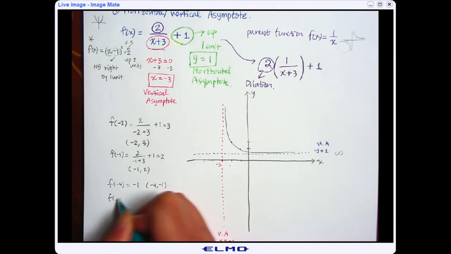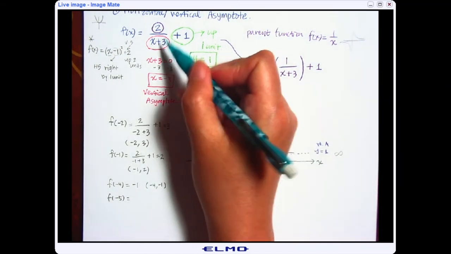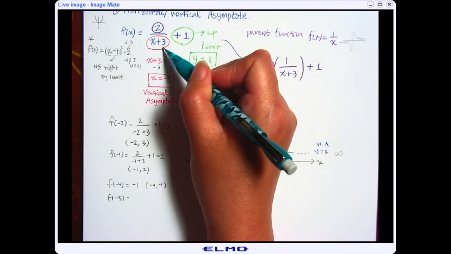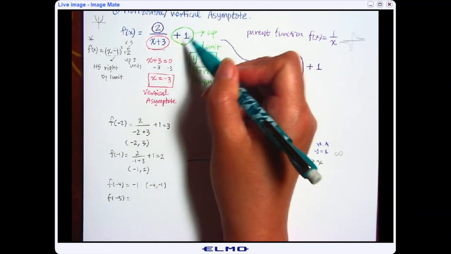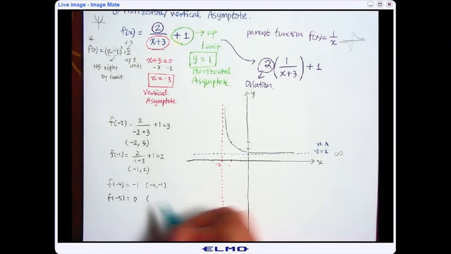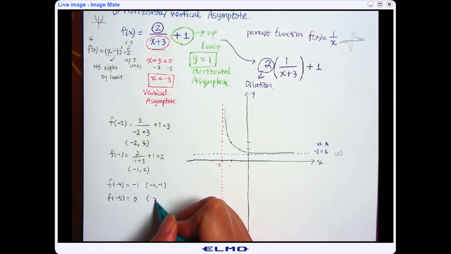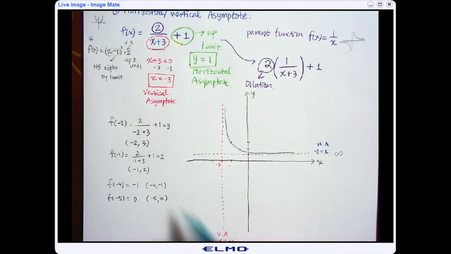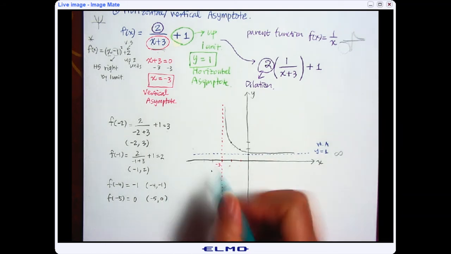And when I test -5, as you see, 2 over -5 plus 3 is 2 over -2, which is -1. -1 plus 1 is 0. So then now the additional coordinate that I'm going to use is -5 going in, 0 comes out. So then now I can plot -4 with -1 here.